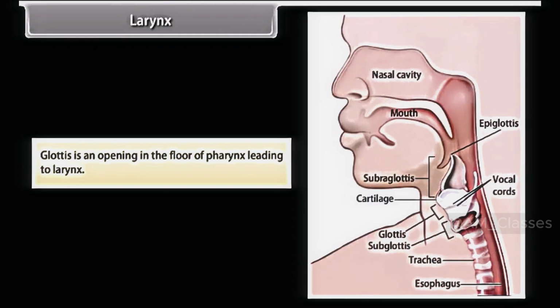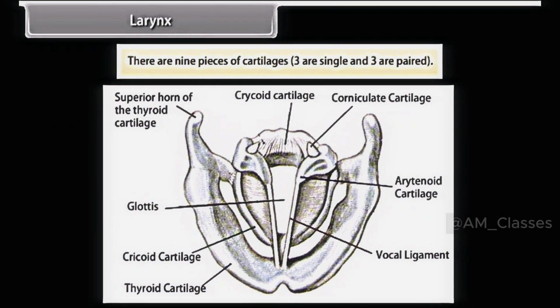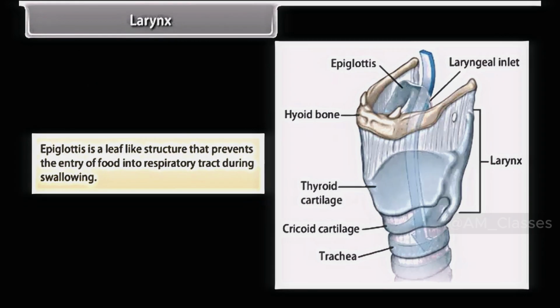Glottis is an opening in the floor of the pharynx leading to the larynx. There are 9 pieces of cartilages. 3 are single and 3 are paired. Epiglottis is a leaf-like structure that prevents the entry of food into the respiratory tract during swallowing.